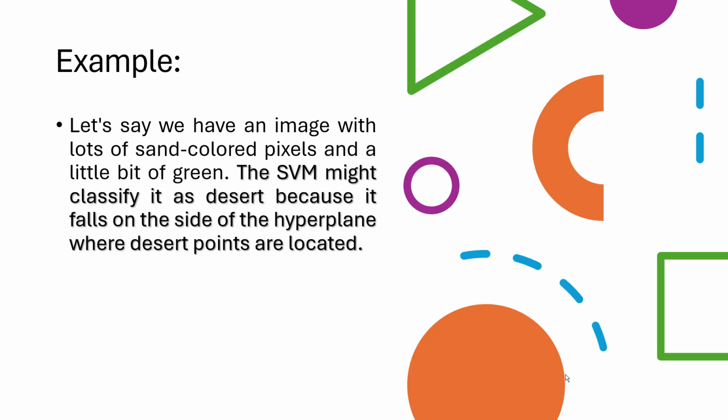The thing is, let's say we have an image with lots of sand color pixels and a little bit of green. So what does the SVM do at this stage? In the sand, there is not pure sand; there are some little bits of green patches that are very small or reflecting a very small signature. So SVM might classify it as desert because it falls on the side of the hyperplane where desert points are located.